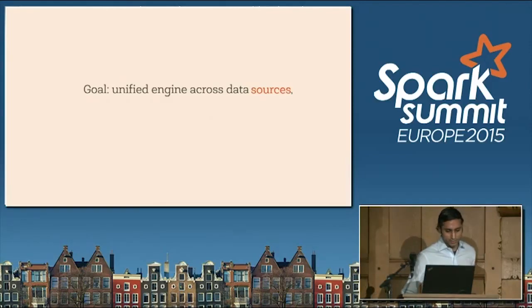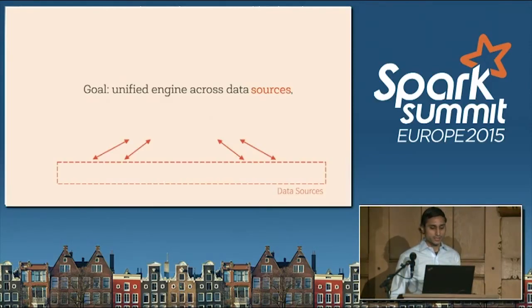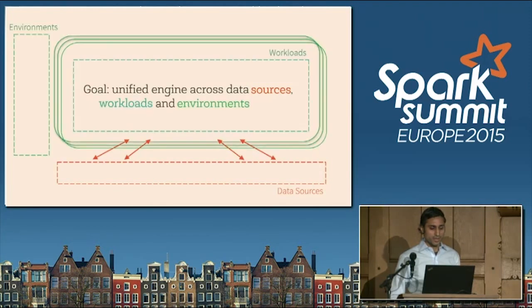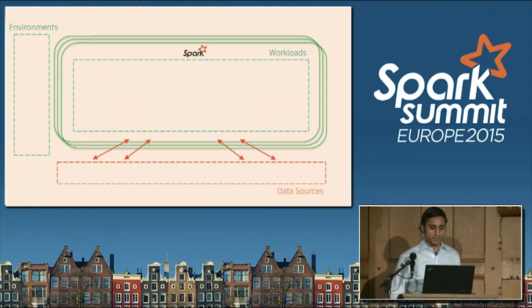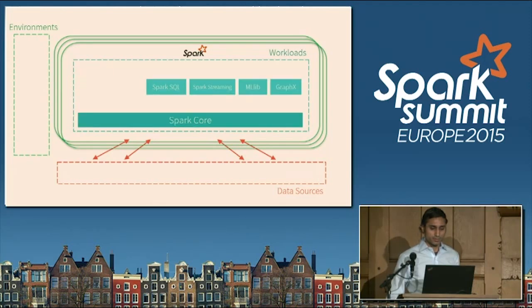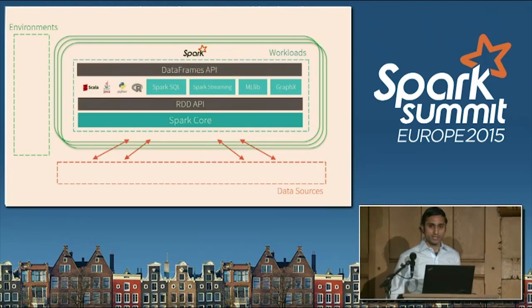The goal of Apache Spark is to be a unified engine across data sources, workloads, and environments. So let's take a look at the workloads that Apache Spark can process. There's Spark Core for batch analytics, above which are higher level libraries to do SQL queries, streaming analysis, machine learning, and graph processing. And all of this is accessed via two APIs, the data frames or SQL API, or the lower level RDD API. And there are bindings to both of these APIs in 4 languages, in Scala, Java, Python, and R. We'll spend most of today in Scala.